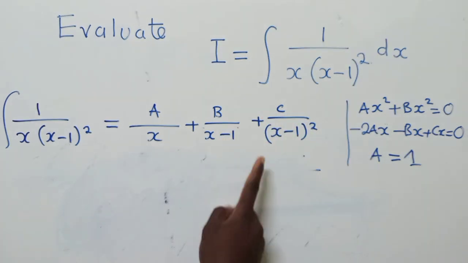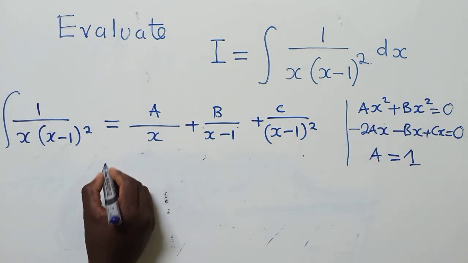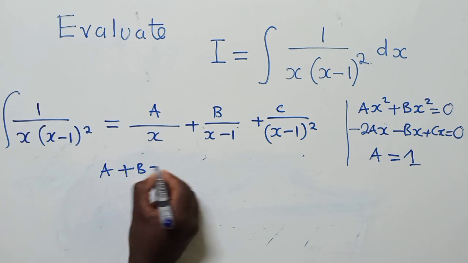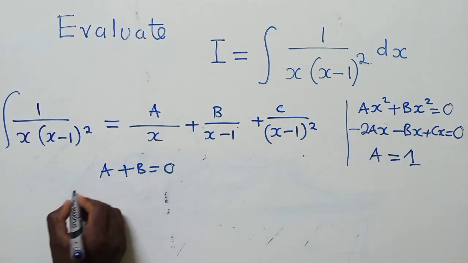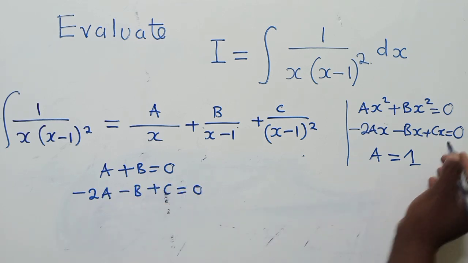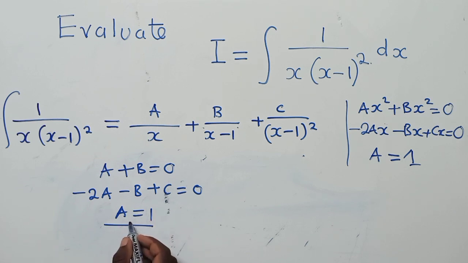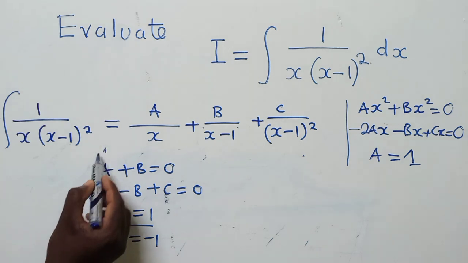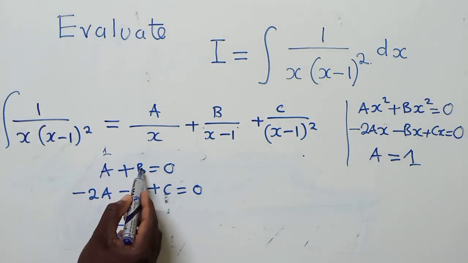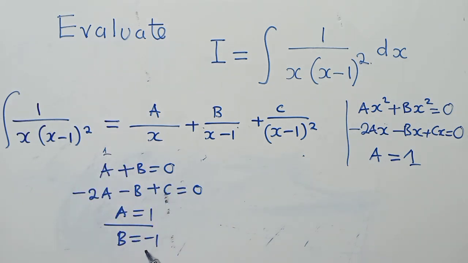So this part is very important. We leave it the way it is. Now we can forget about the variables. We just say A plus B is equal to 0. Negative 2A minus B plus C is also equal to 0. Next, A is equal to 1. So we have solved already: A is equal to 1. If A is equal to 1, then B will be equal to negative 1, because if you put a 1 here, we shall have 1 plus B. To solve for B, this 1 will cross the equal sign. It will be negative 1.